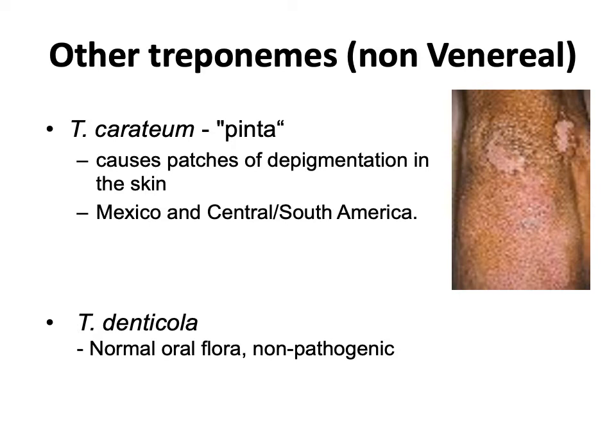For example, Treponema carateum causes a skin disease called pinta. It causes patches of depigmentation in the skin and occurs in Mexico and Central and South America.